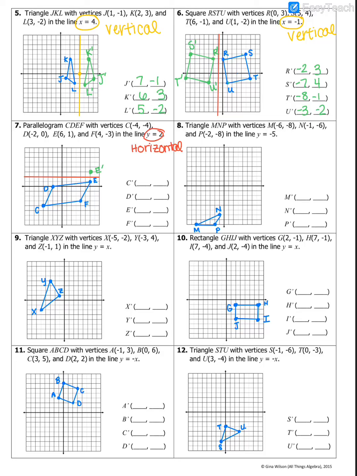F is 1, 2, 3, 4, 5, 6 units, looks like. I think I miscounted. 1, 2, 3, 4, 5. 5 units below. So now I'm going to go 5 units above. So 1, 2, 3, 4, 5. So there's F prime. O is 2 units below, so I'm going to go 2 units above. So here's O prime.